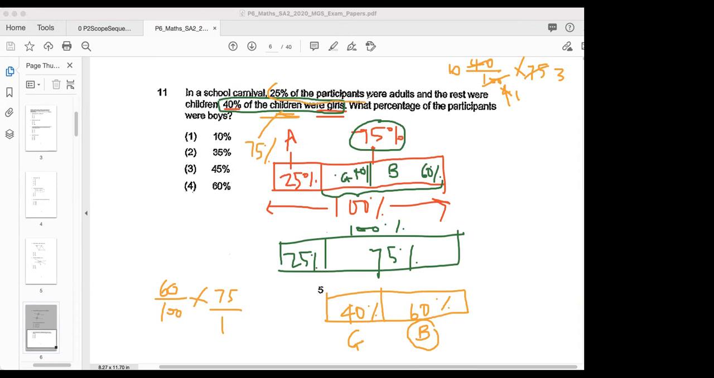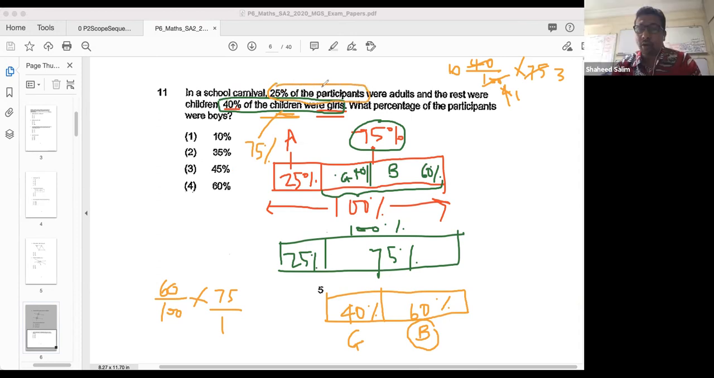25% of the participants, this is of everything, not all the people here, the red color, everything. 40% of the children is not everything, it's only the children, this much only. So that's why you cannot add 40 and 25, because 25 is of everything. So you say you don't understand now.